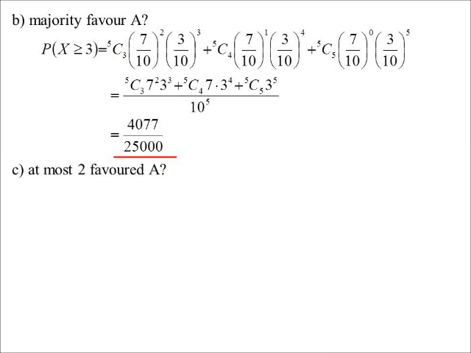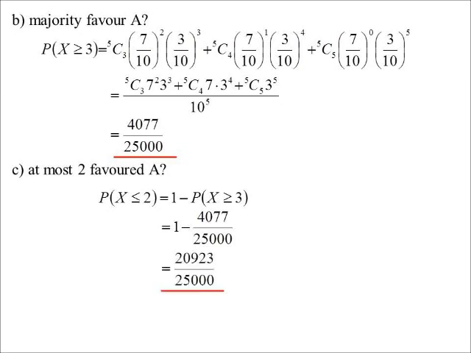At most 2 favoured A, again, go back to your probability idea. Well, actually, at most 2 is the complementary event of majority favouring A. And we've already worked that out. So we know we can go, hang on, X less than or equal to 2, that's going to be the same as 1 minus the probability that X is greater than or equal to 3, which we just worked out. So to save some time, I can just subtract that probability from 1. So basic probability ideas, of course, still come into play here.